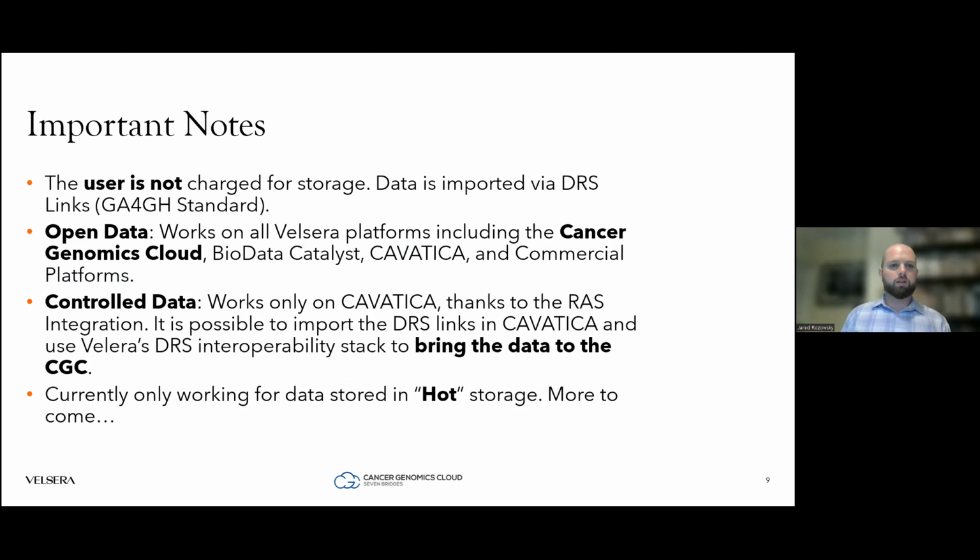Any of our platforms, including CGC, can import data from the SRA if it's open. I want to give the caveat that controlled data works only on Cavatica thanks to the RAS integration, but it is possible using Velsera's interoperability stack to bring that data from Cavatica to CGC. And I'll put a plug in here for office hours. I'm sure you all know about it, but if you have questions on how to do this, Sarah and our other community engagement managers are happy to help. It's a fairly simple process.